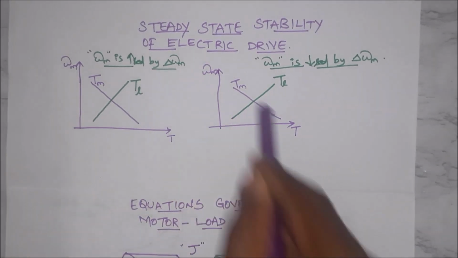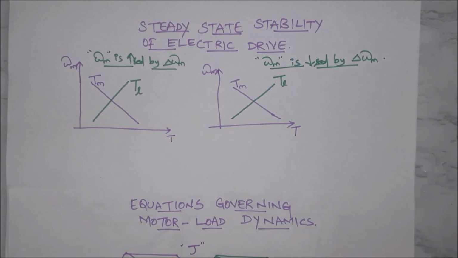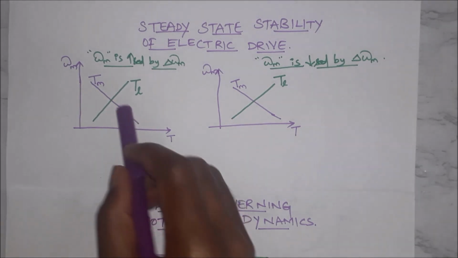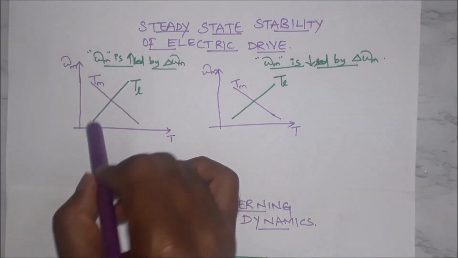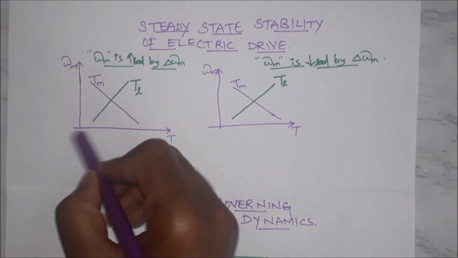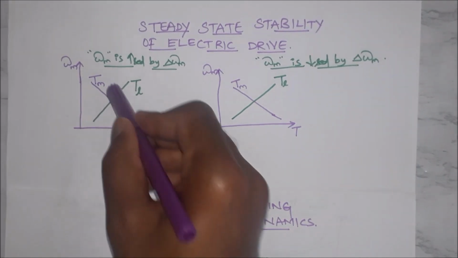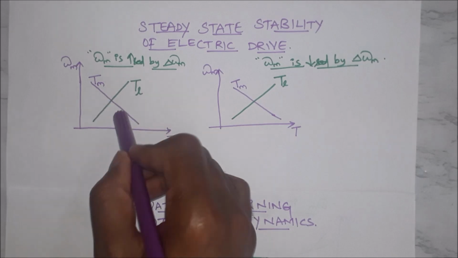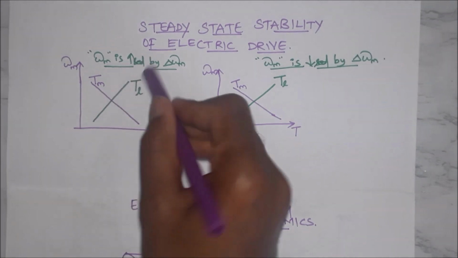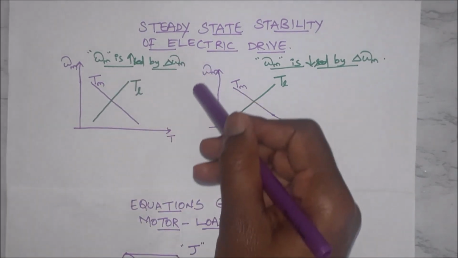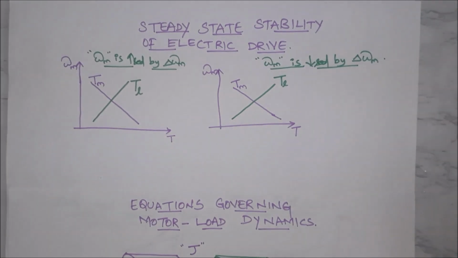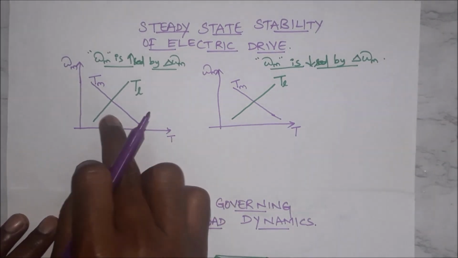First, let us discuss what is steady state stability. Steady state stability is an equilibrium point. If you have any increment in speed or decrement in speed, and again that system has to come back to its original position, that is called steady state stability. Let me explain that through this diagram so that you can understand the definition of steady state stability in a better way. So first let us consider this example.